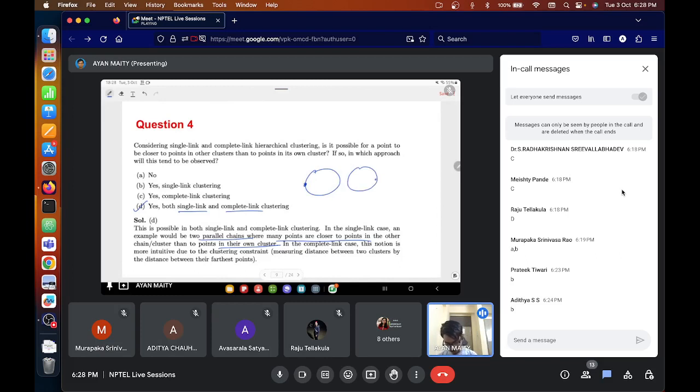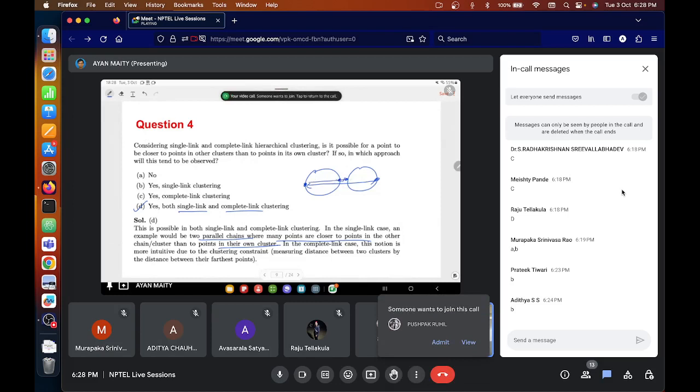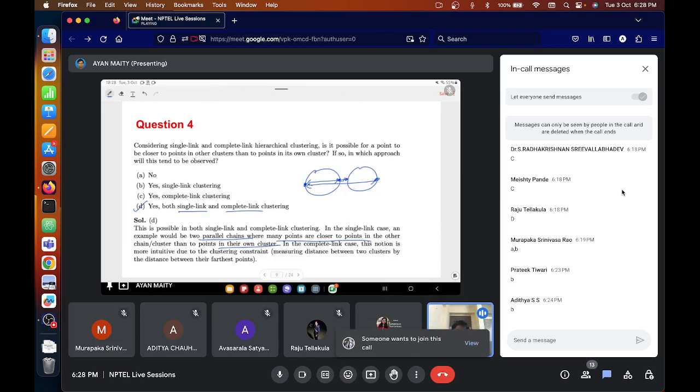So for this point and this point, in case of complete link, we consider this distance as the distance between the two clusters, but these 2 points are much closer than the distance between this point and this point. Because in complete link, we define the distance as the maximum distance between 2 points in two different clusters, it is much more intuitive that it might happen many times in complete link hierarchical clustering. So in both complete link and single link clustering, it might happen.